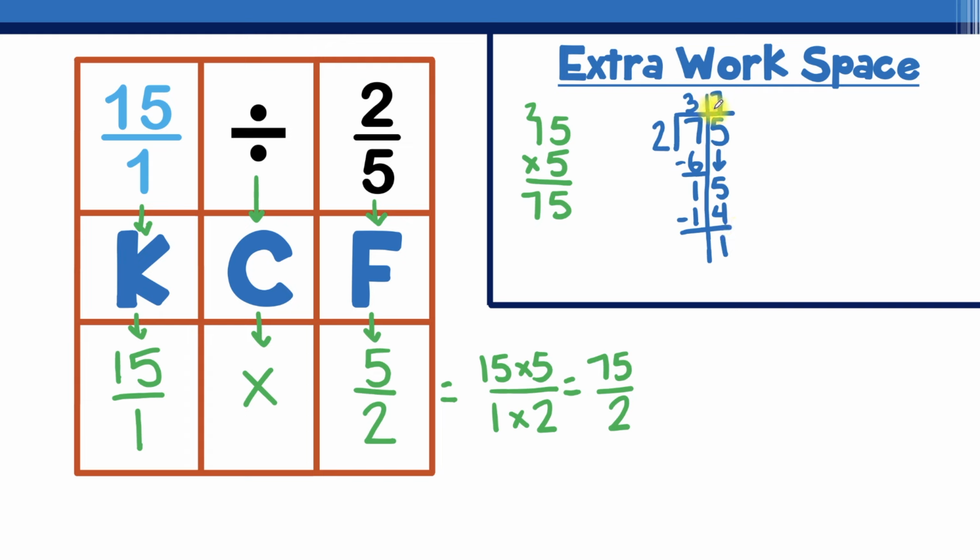So here we have everything we need. 2 goes into 75 37 whole times. So that means 37 is going to be the whole number in our mixed number. Our remainder is going to become the new numerator, which is 1. And the divisor is going to stay as our denominator, which is 2. So the final answer is 37 1/2. And we could also say the quotient of 15/1 divided by 2/5 is 37.5.